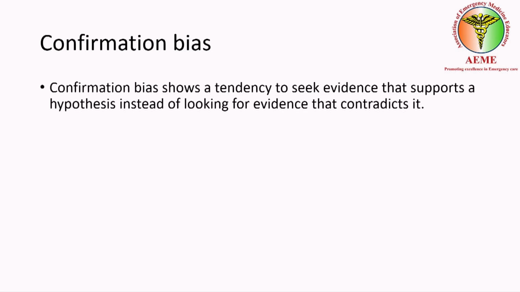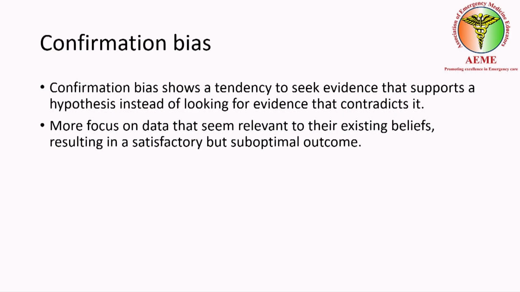Now moving on to the next bias, it is confirmation bias. It is somewhat similar, but here we show tendencies to seek evidence that supports our existing hypothesis rather than looking for evidence that contradicts it. So because of that, you will focus more on data that seem relevant to the existing beliefs that you already had, and it will result in satisfactory but suboptimal outcomes.